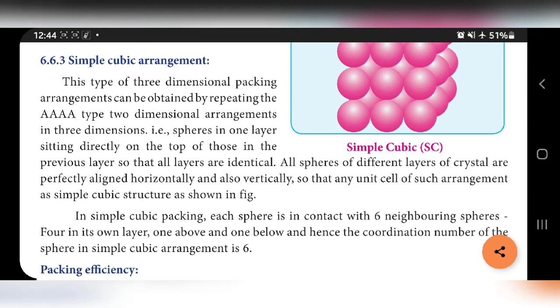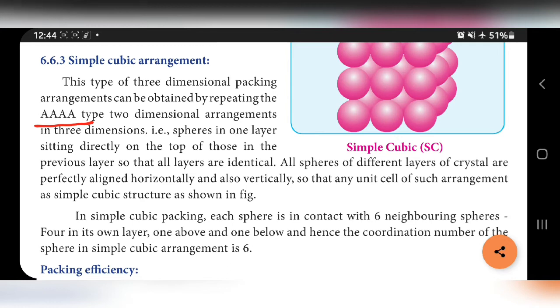Next we are going to learn the simple cubic arrangement. We are trying to understand the simple cubic arrangement with the help of AA type and AB type. This type of three-dimensional packing arrangement can be obtained by repeating AA type only, not AB type. If that AA type is extended, you will get the simple cubic arrangement, by repeating the AA type two-dimensional arrangement in three dimensions.